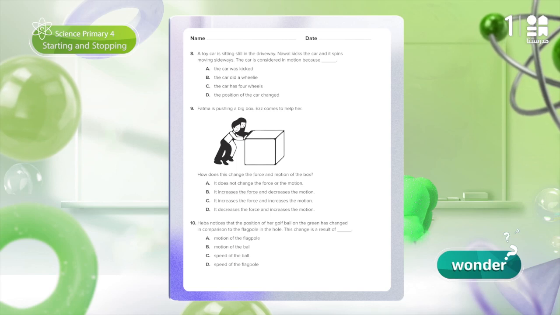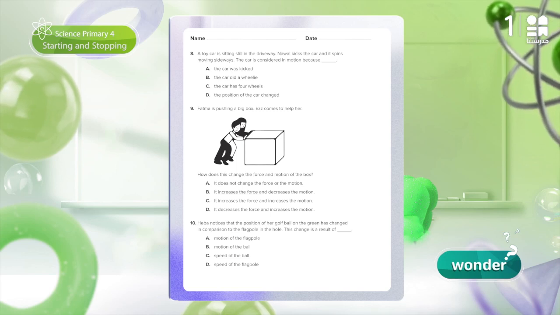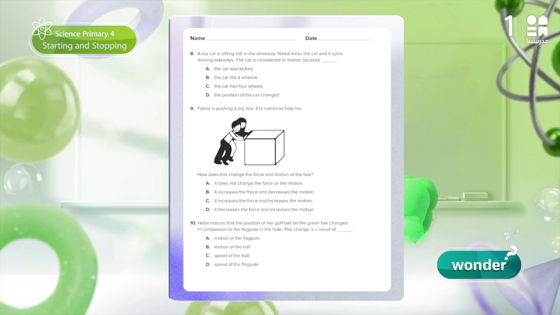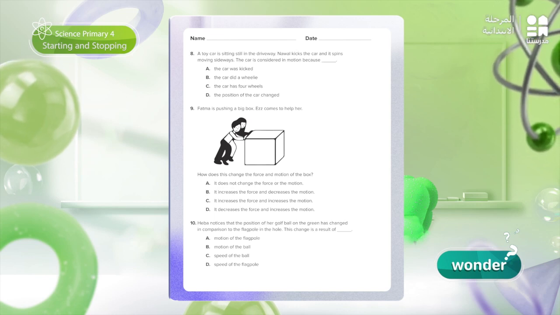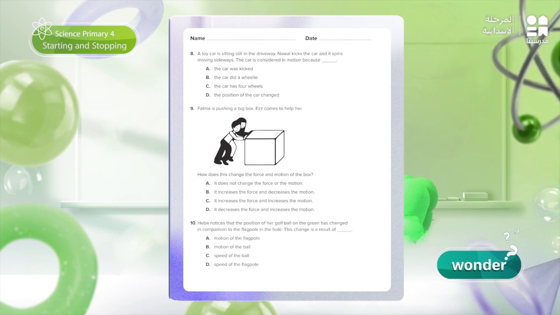Maria is pushing a big box. David comes to help her. How does this change the force and motion of the box? ماريا بتزق البوكس وديفيد جه ساعدها. Looking at the choices, we should analyze the question well. قبل ما نبتدي نروح للchoices لازم أفكر في السؤال كويس.